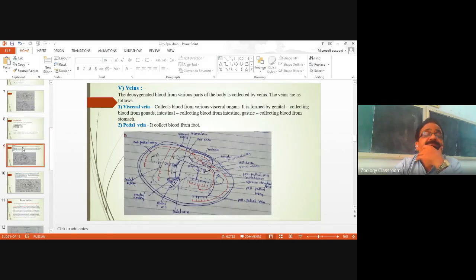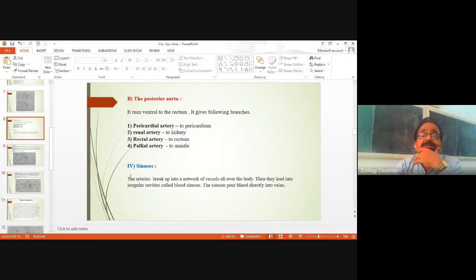Now let's move further, and we'll be discussing the veins. Sorry, this is another part, that is sinuses, as I mentioned. These are the small spaces which are found. The arteries break into a network of vessels all over the body. Then they lead to irregular cavity spaces, and these cavities and spaces are called blood sinuses. Blood gets accumulated in these blood sinuses and pours directly into the veins.